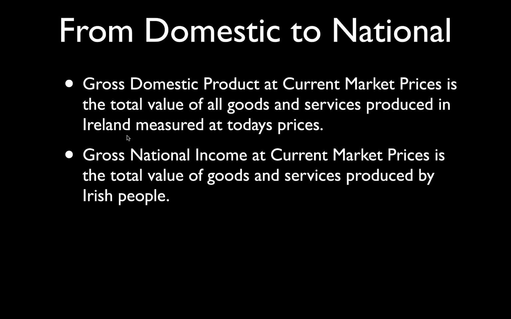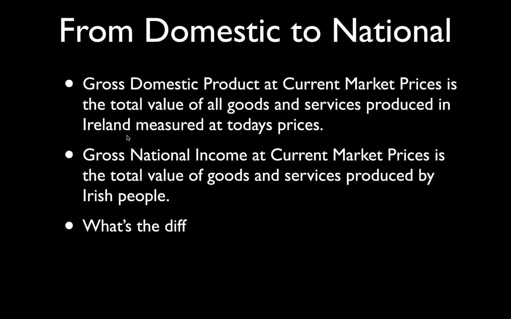So close your eyes. Gross domestic product is the total value of all goods and services produced in Ireland. And of course, as with every single video, insert your country's name here. It's the total value of all goods and services produced in England, France, America, China, Russia, Korea, wherever. Gross national income is the total value of all goods and services produced by Irish people. And that's the distinction. One of them, gross domestic product, is about a geographical location, produced within the borders of Ireland. And gross national income is about the nationality of who owns those factors of production.